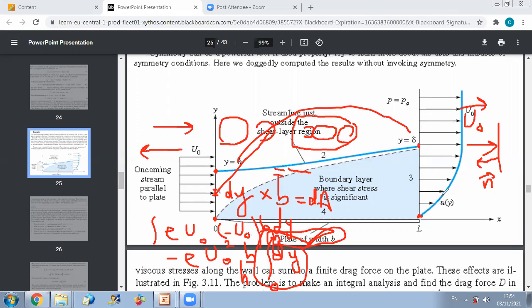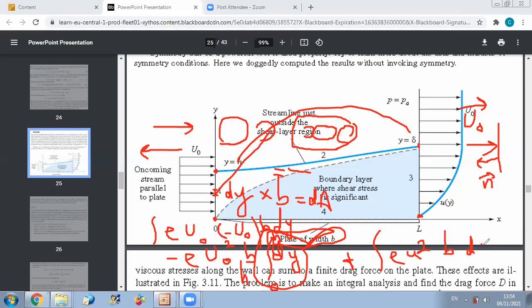Why? Because u is a function of y. So if you do for the outlet the same procedure, you will now get a plus, because v dot n at the outlet is positive. You will get plus integral rho times u. Now v dot n is equal to u again, so u squared, okay, times b dy.